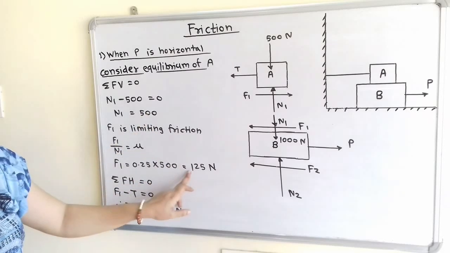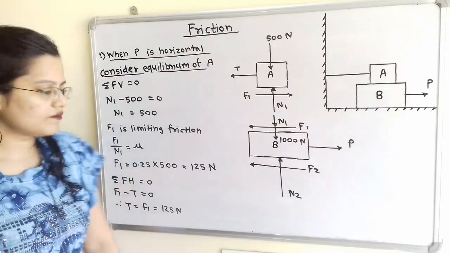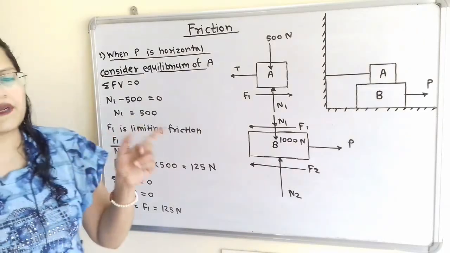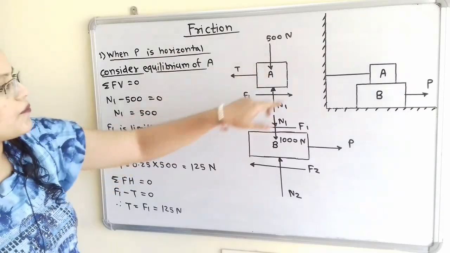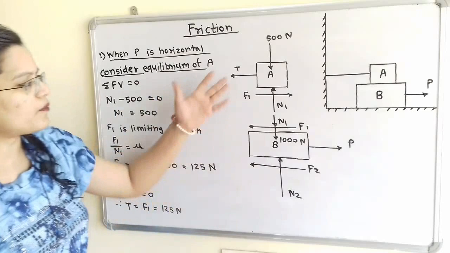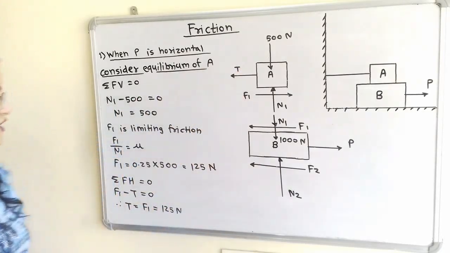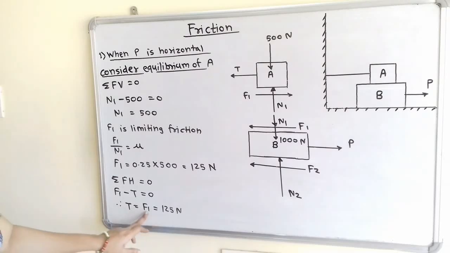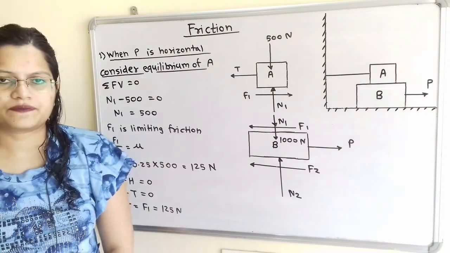N1 is 500, that is equal to 125 Newton. Now we will move to the next. Summation of all horizontal forces is equal to 0. So from the diagram, F1 and T are both in opposite directions. So from the diagram we can directly write F1 is equal to T, that is tension in the string. So F1 is equal to T, which is also equal to 125 Newton.